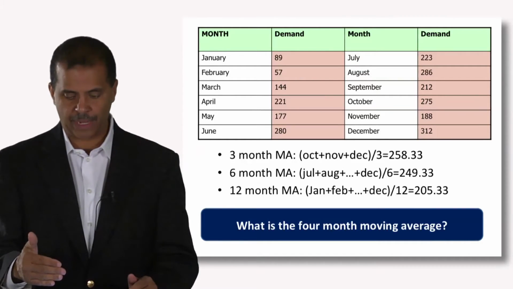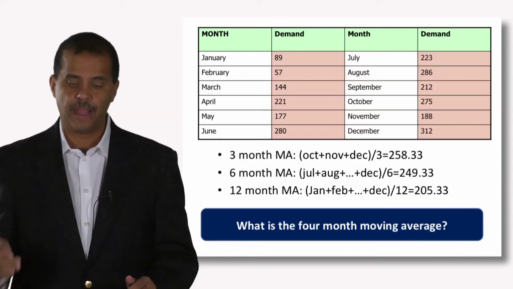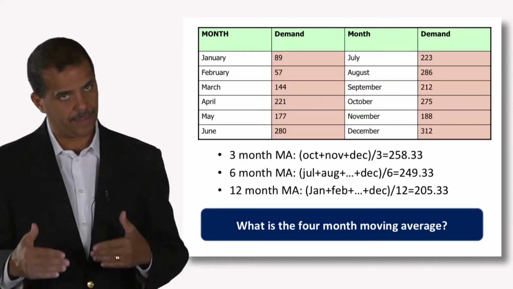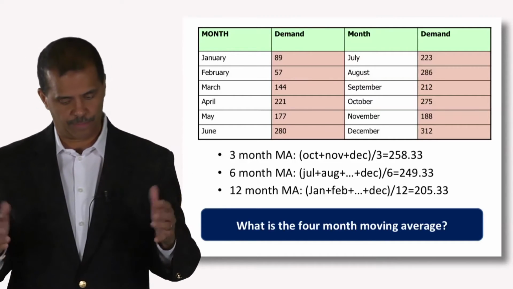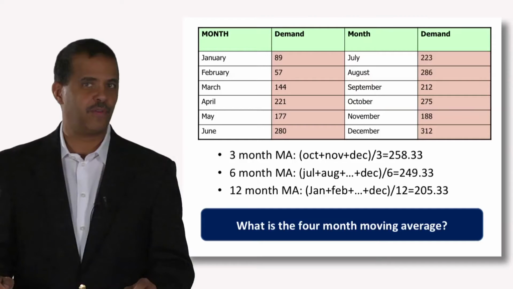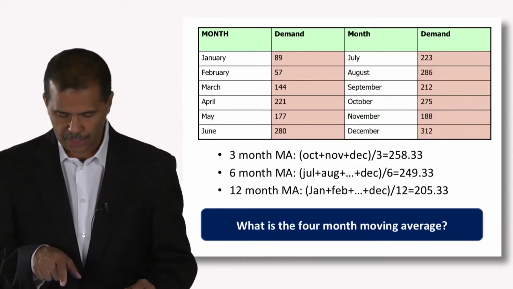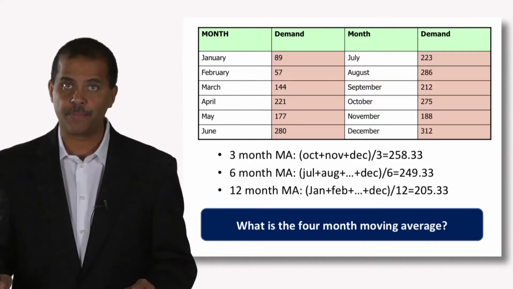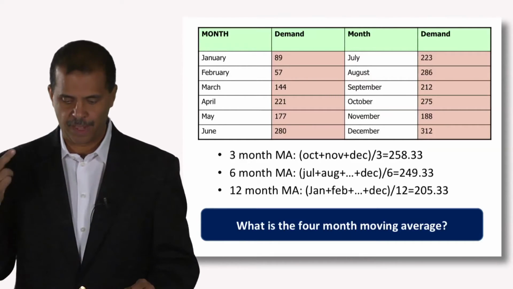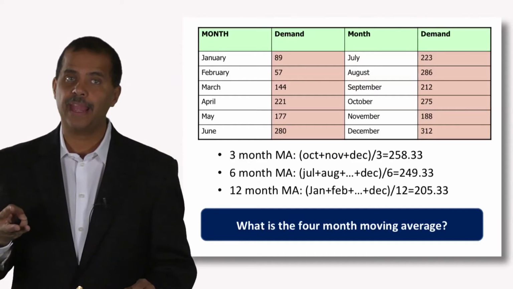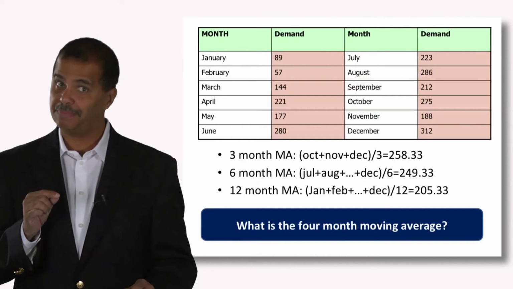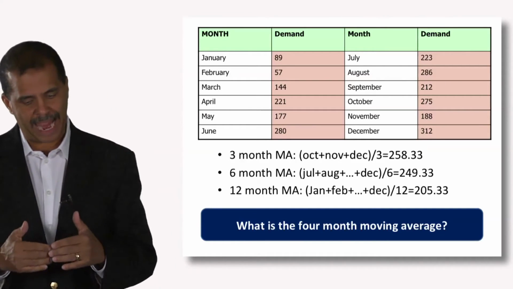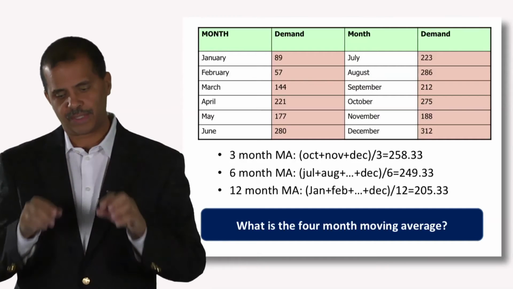For the 6-month moving average, you do the same thing, but begin at July and go through December. For a 12-month moving average, begin at January and go to December, but divide by 12. So what's the 4-month moving average? We look at December, November, October, September, and add those numbers up: 212, 275, 188, 312. And we divide by 4. Pretty simple.